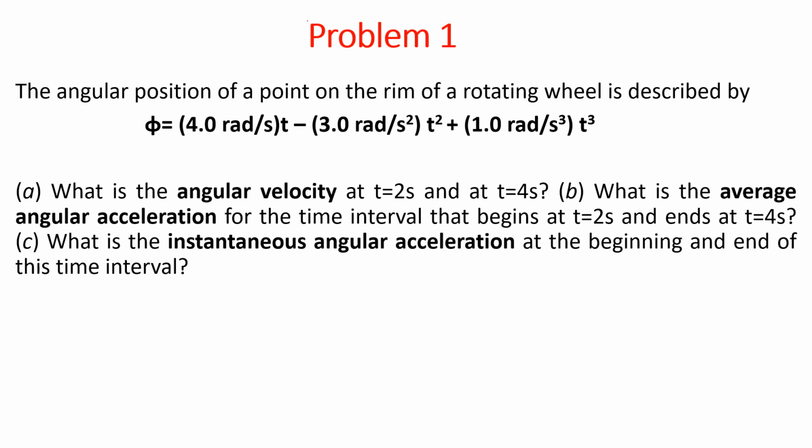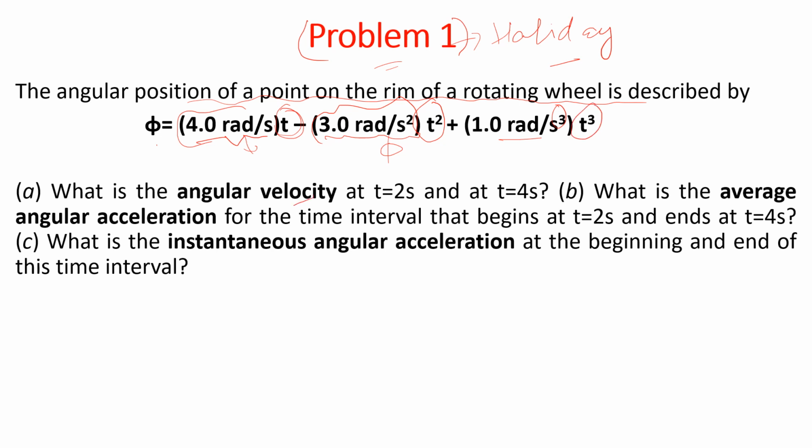Now we are going to discuss our third problem related to it. This is problem number 1 from the Halliday Resnick book. The angular position of a point on the rim of a rotating wheel is described by phi is equal to 4 radian per second multiplied by t. As you can see, it is a speed, but when we multiply with the time, we get the displacement. Similarly, this is acceleration, but when we multiply with the time squared, we get the displacement. Similarly, it is in the form of 3 t cubed, so when we multiply it with time cubed, we get the displacement.